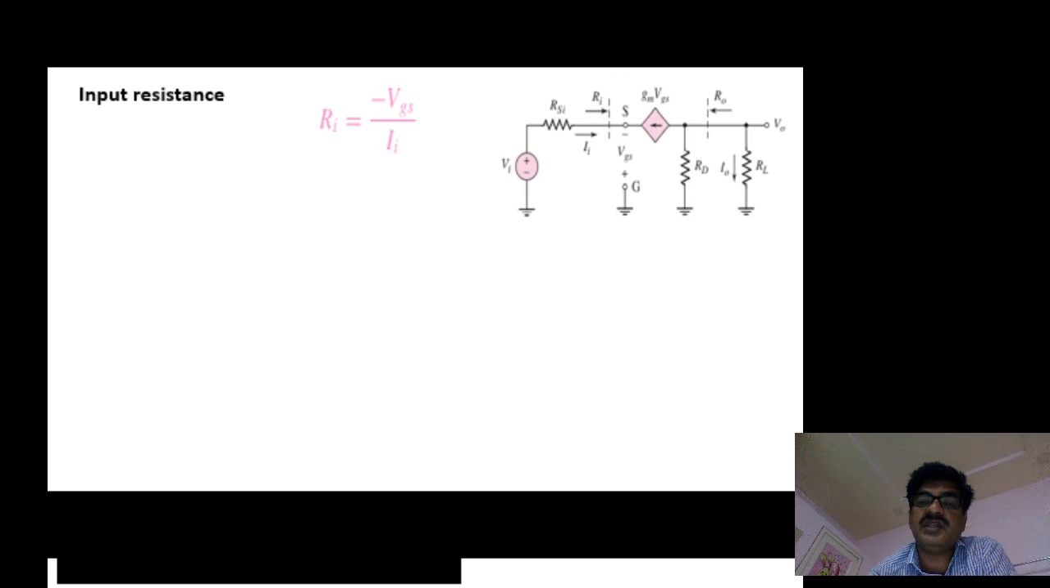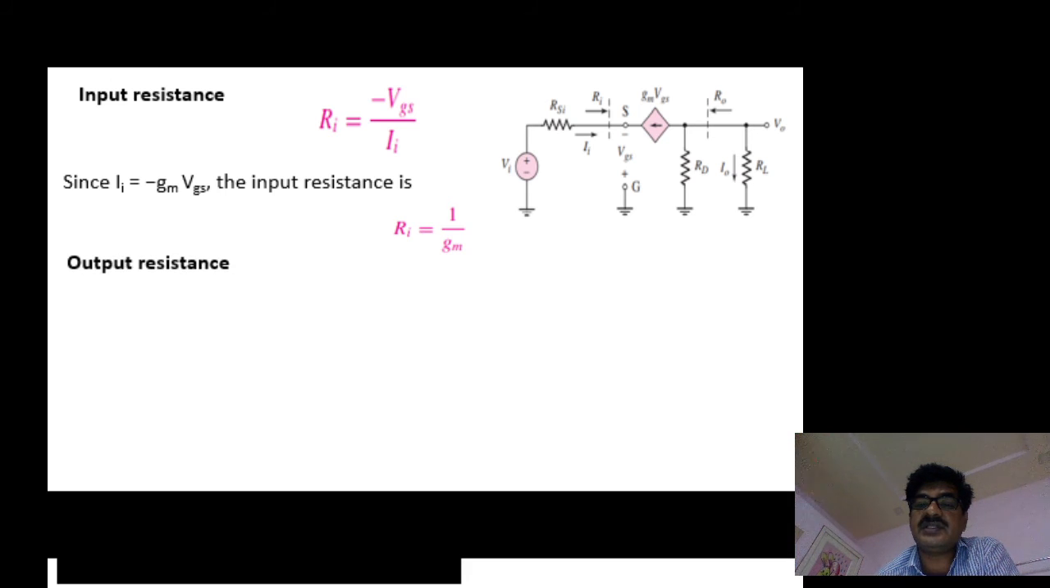Next, coming to input impedance. See the circuit, this is the place where you need to observe the Ri value. Ri equals minus VGS divided by II. Resistance is the ratio of voltage to current. But II is minus gm VGS. Substituting that, you get Ri as 1 by gm. Ri is 1 by gm.